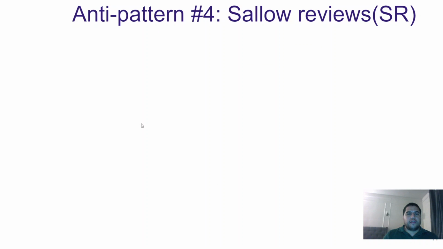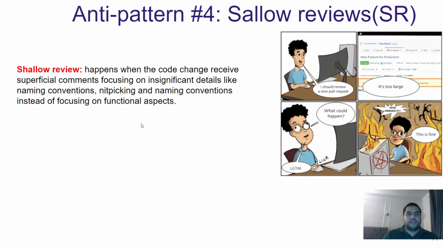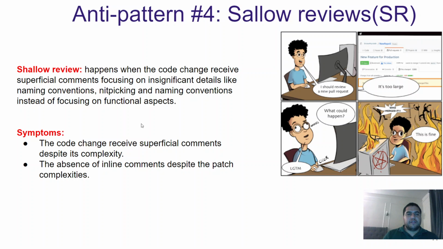The fourth anti-pattern is called shallow review, and it is defined when the reviewer does not provide insightful comments to help the author improve the change on the functional side. It can be detected if the code change receives a high number of nitpicking comments despite its complexity, or if we have a complex patch but there are no inline comments addressing the details of the modified files.